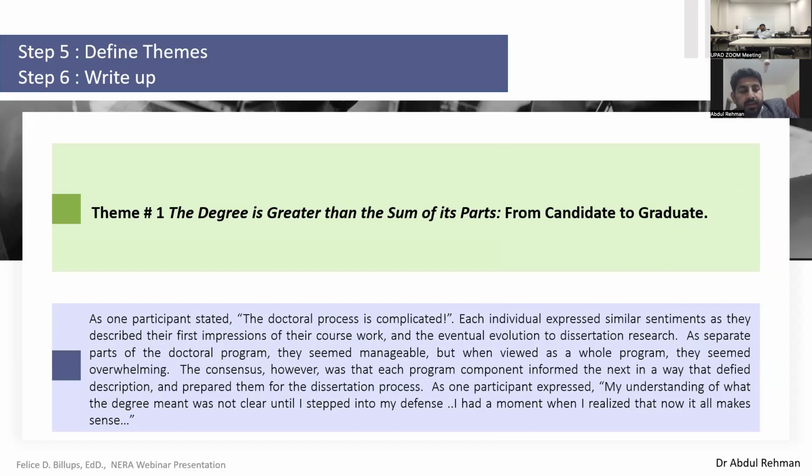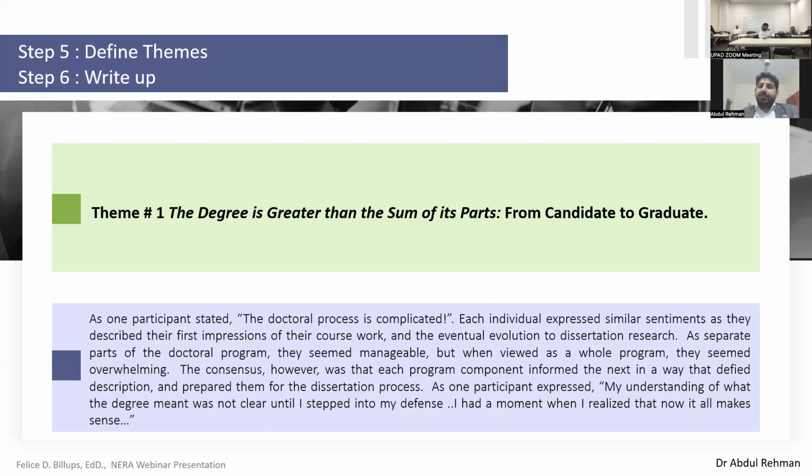Now, Dr. Ahmed, can your student again read this? The green part or the blue part? Both. First the green part. Okay, now please, Animal, can you read? Theme number 1, the degree is greater than the sum of its parts, from candidate to graduate. Okay, stop. So the whole story is summed up in this theme 1.